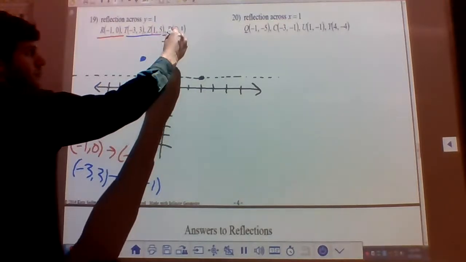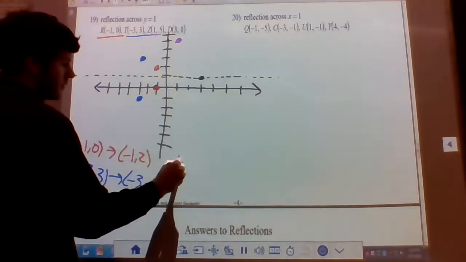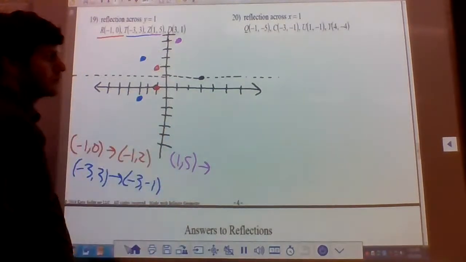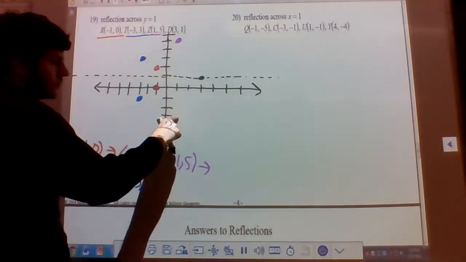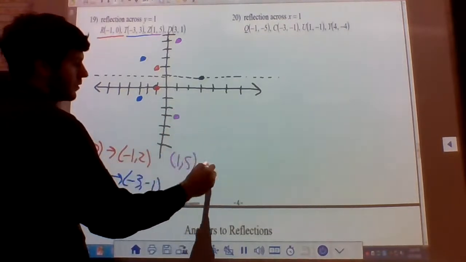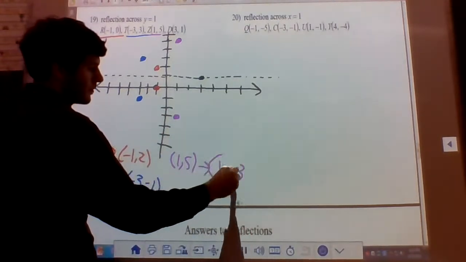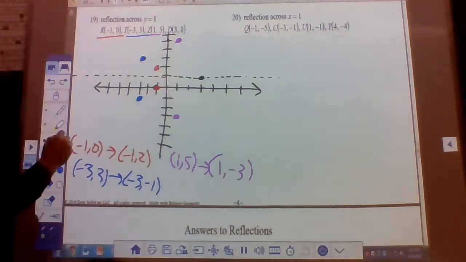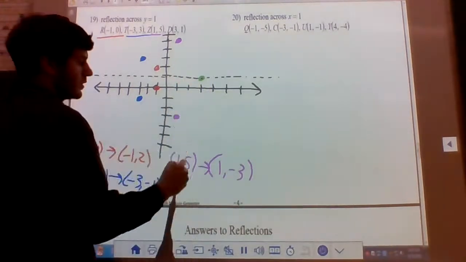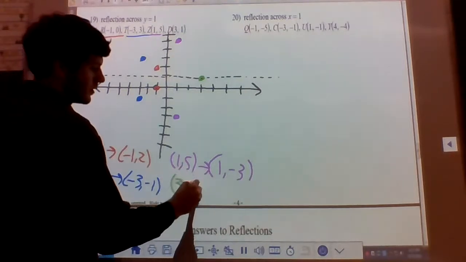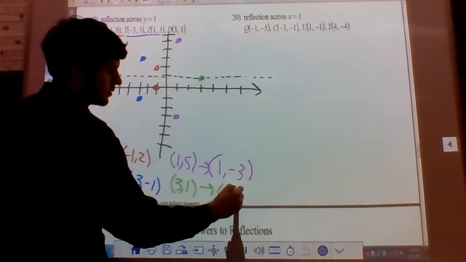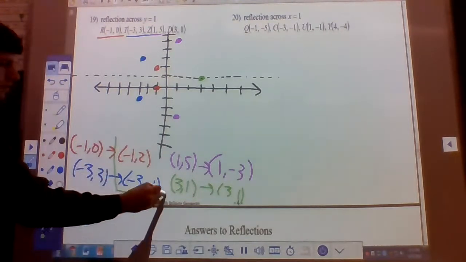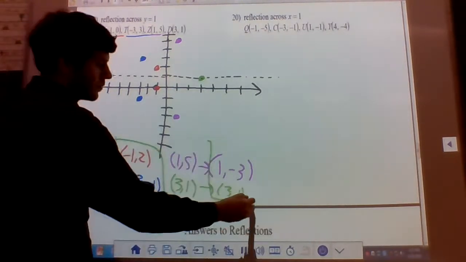1, 5 is this point right here. It is 1, 2, 3, 4 units above, so we need to go 1, 2, 3, 4 below. That puts us at 1, -3. And our last point here is on the line, it's 3, 1. So it's just going to go to 3, 1. So these are 4 coordinates of 4 points.